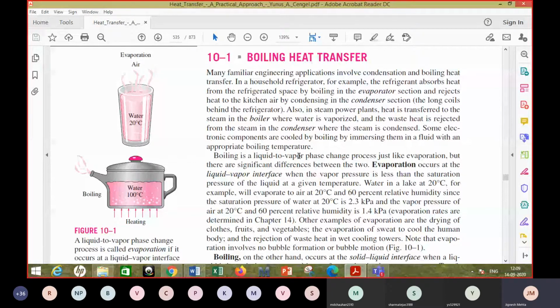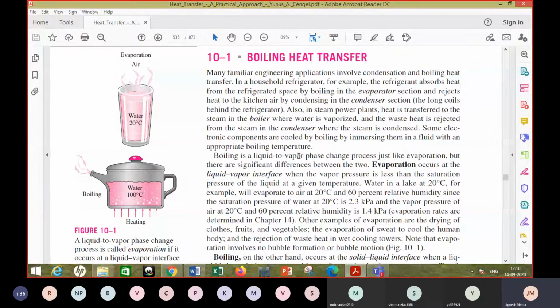So if you recall the example that we did for the evaporation from the surface of a swimming pool, right? So the swimming pool water is at a temperature obviously lower than the boiling temperature at atmospheric pressure, that is 100 degrees Celsius, but still there is mass transfer of the water vapor from the liquid into the air.